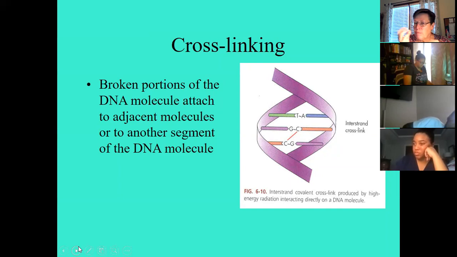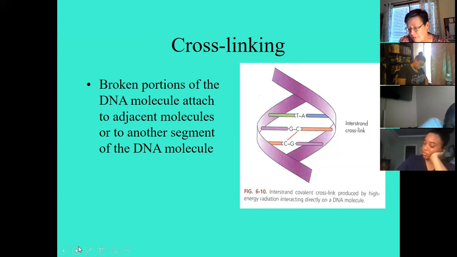So when things break apart, they can rejoin with other segments where they shouldn't rejoin. And that's when cross-linking occurs. Cross-linking occurs when a broken portion of the DNA molecule, specifically the bases, attach to the same molecule in an incorrect place, or they attach to an adjacent DNA molecule.